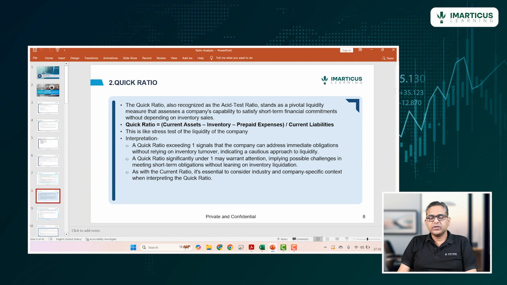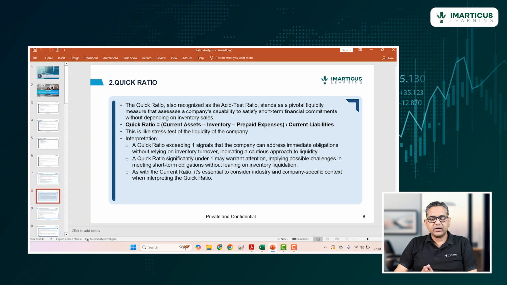Next liquidity ratio is quick ratio. The quick ratio, also recognized as the acid test ratio, stands as a pivotal liquidity measure that assesses a company's capability to satisfy short-term financial commitments without depending on inventory sales, right? So the quick ratio is like a stress test of the current ratio.